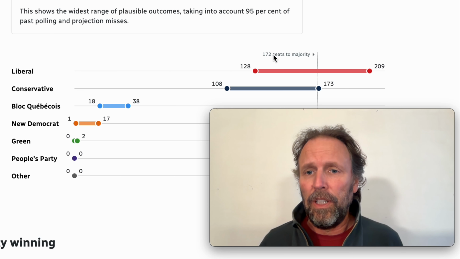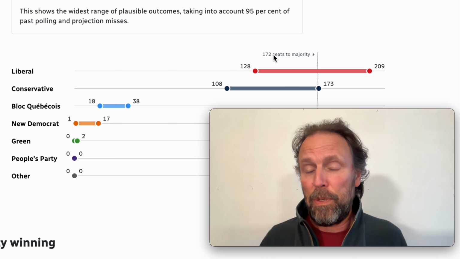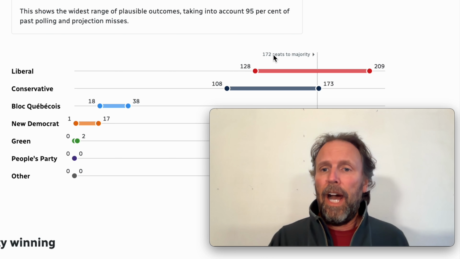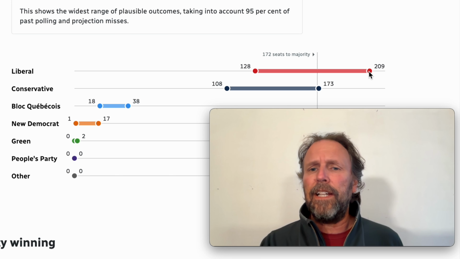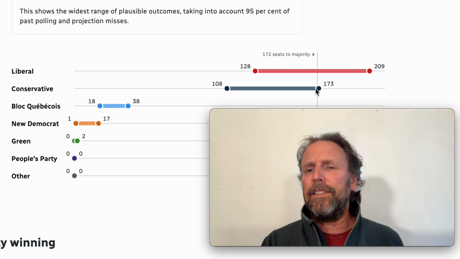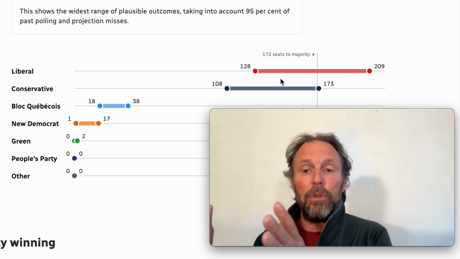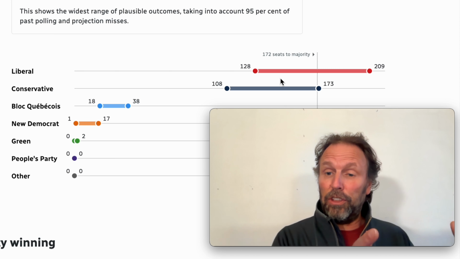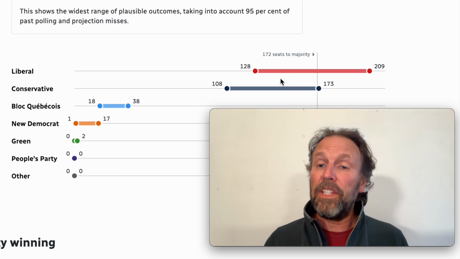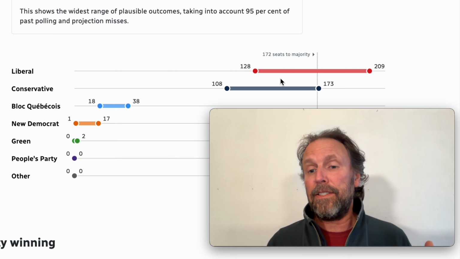How can that be? How is this possible? If they both receive the same level of popular vote, if they both receive 37% of the popular vote, how can the Liberals potentially win 209 seats and the Conservatives max is at about 173? How is it possible that the Liberals are skewed on the side of victory and the Conservatives are skewed on the side of defeat? Well, the simple answer to that is the same effect that I just showed you between the Bloc and the New Democrats, although it's not as severe as that.